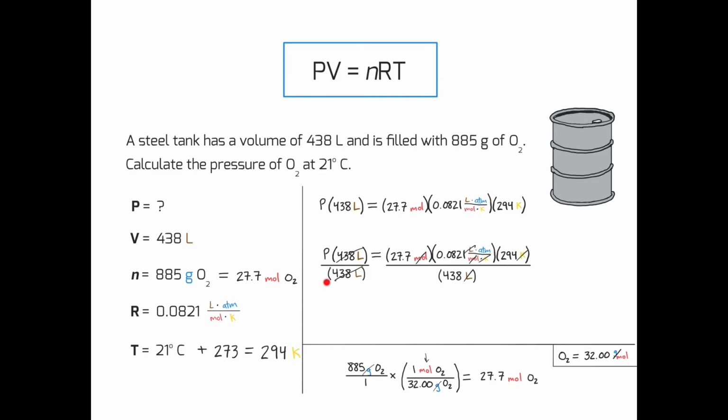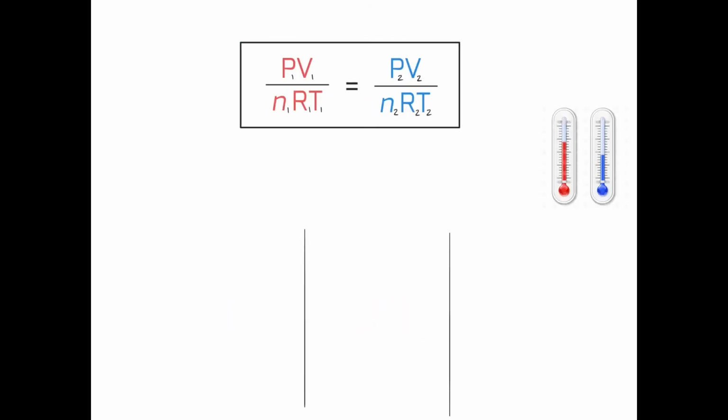So now we can do this calculation. We multiply 27.7 times 0.0821 times 294 and then divide by 438. And what we find is that the pressure is equal to 1.53 atmospheres. It won't always be as simple as just using PV equals nRT. Sometimes you're going to have to use this equation.